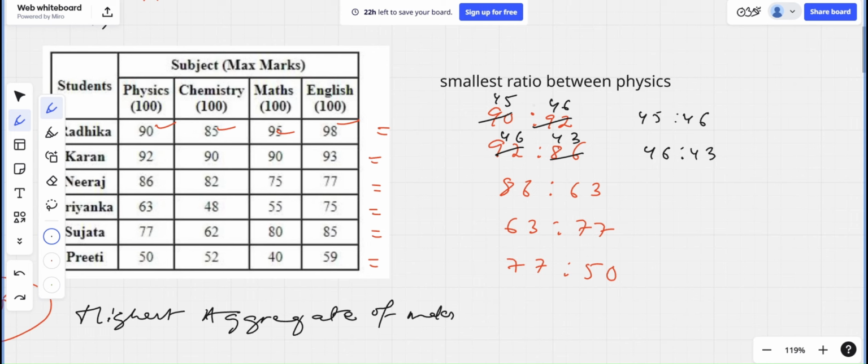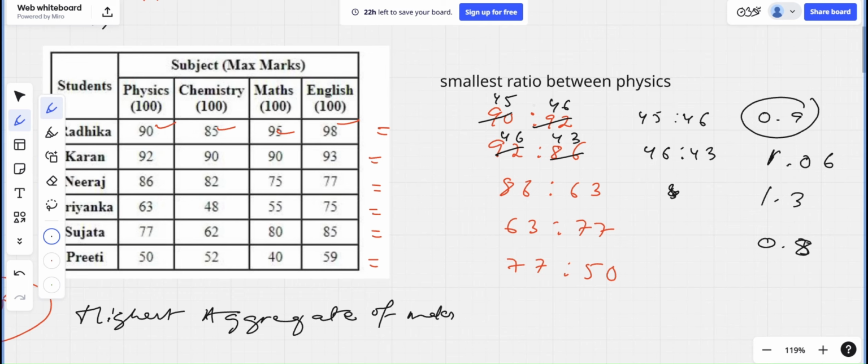90 divided by 92, so it's 0.9. Okay, this is 0.9. And what about 92 divided by 86? It's 1.06, let's write. And 86 divided by 63, definitely this is 1.3. So since it's asking for the smallest ratio, the top one has a chance, right? So 63 divided by 77, it's 0.8. Oh, this one is smaller again now.